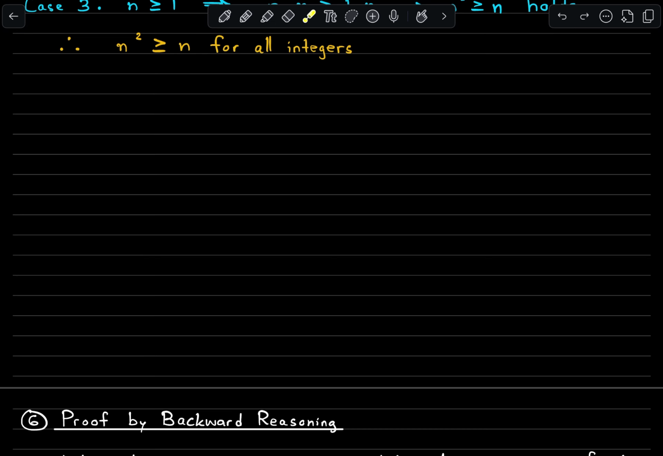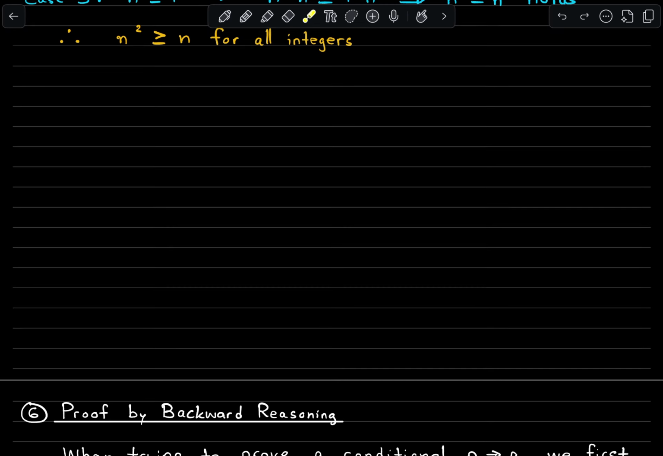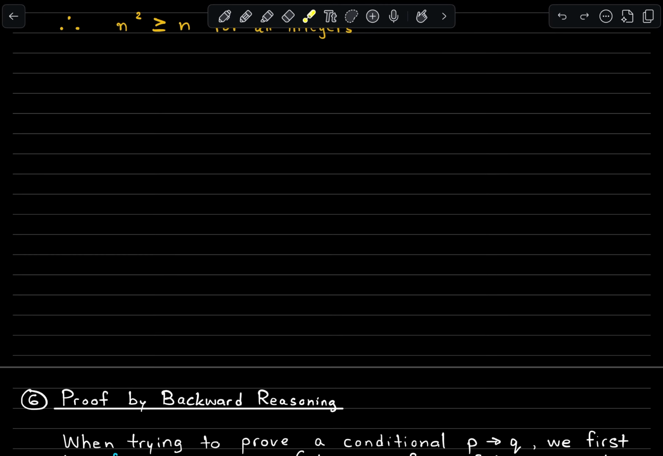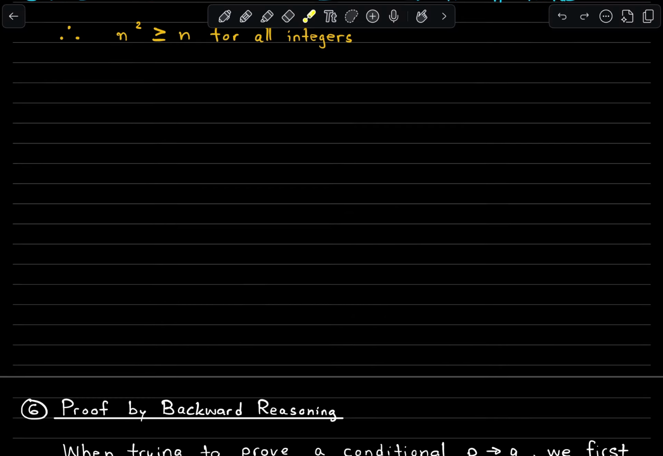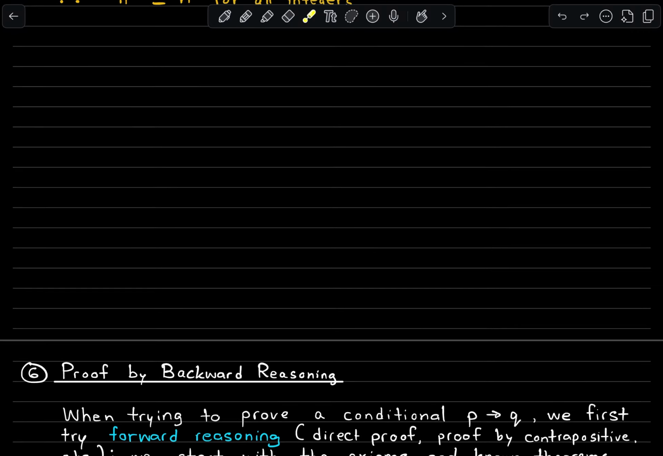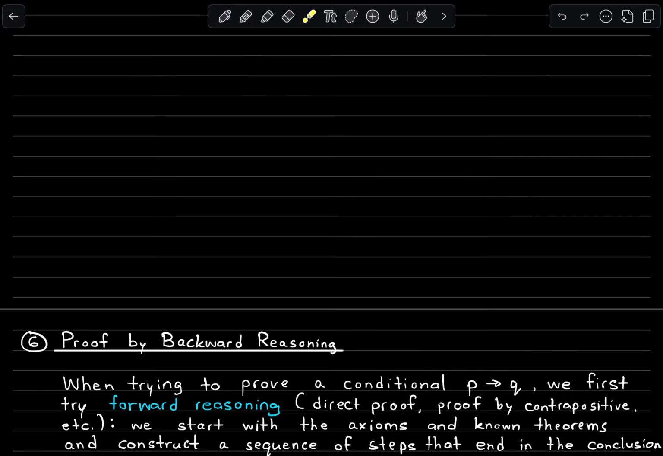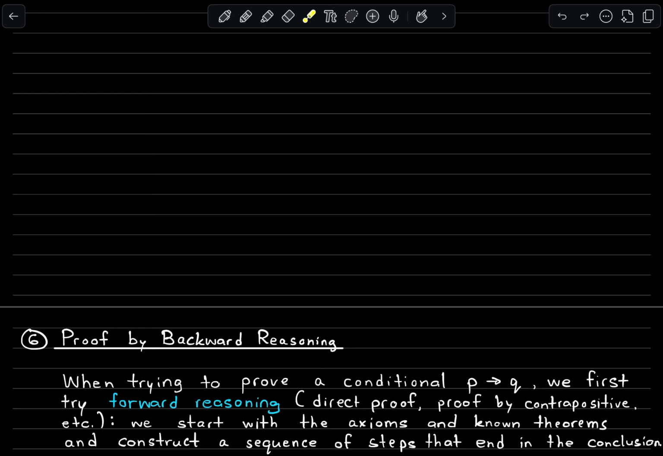Okay. And the last method that we're going to talk about is called proof by backward reasoning. Until now, we've been kind of moving forward. We start with our initial premise, say P, we show that this leads to Q, and we've got this implication, P implies Q.